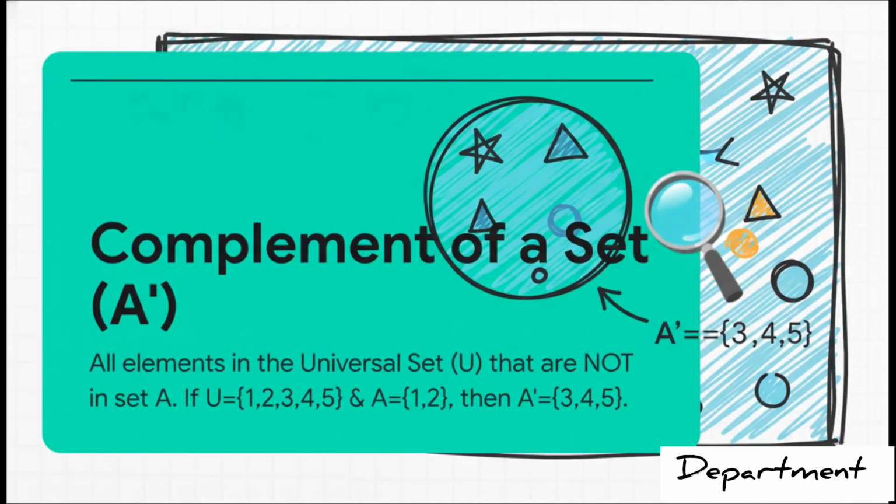Last one is the complement. Now, for this to make sense, we need this idea of a universal set, which is basically the big picture context, everything we're talking about for a given problem. The complement of set A is just everything in that universal set that is not in A. It's everything outside of A.